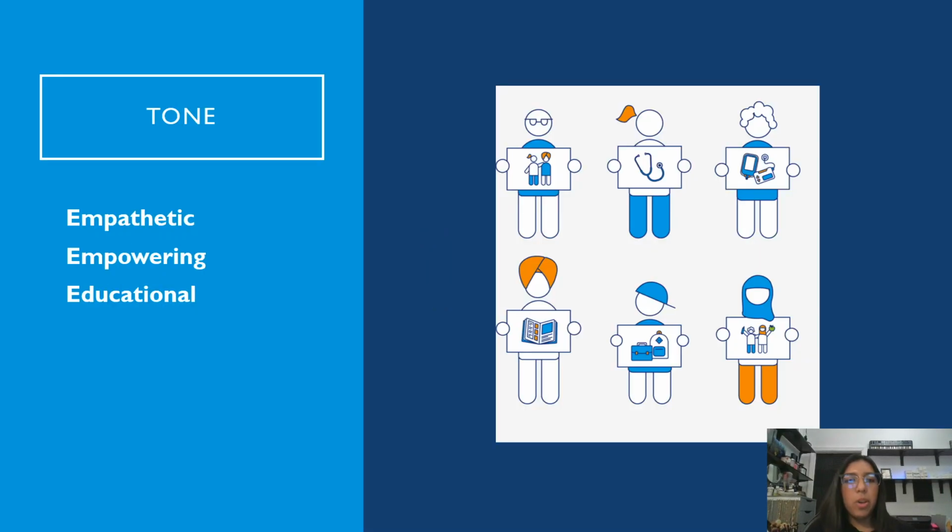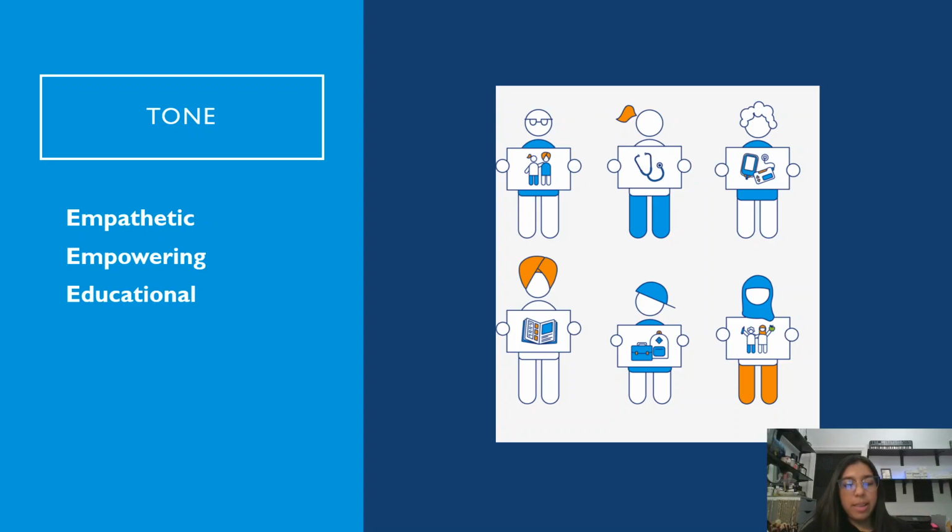So the tone I would like to use is empathetic, empowering, and educational. Empathetic because this population has unique struggles, not only when addressing diabetes, but when addressing many things in their lives. And public health programming or any kind of programming may not always understand that, and it's very easy for them to feel left out. So empathy is a very useful tool.